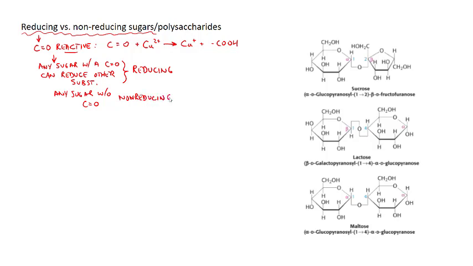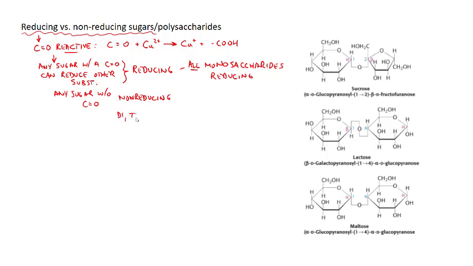Now, if you're paying attention, you're probably thinking, well, wait a minute, didn't you just say a minute ago all sugars by definition have carbonyls? And that is true if they're monosaccharides. But if you have a disaccharide and you form a glycosidic linkage, it's possible that both of those carbonyls will go away. So all monosaccharides are reducing. But if you have a glycosidic linkage, then you may or may not have a reducing molecule. It all is going to depend on where that glycosidic linkage is.